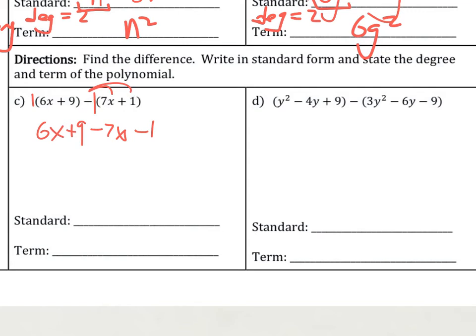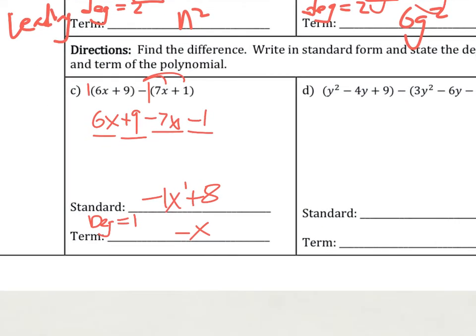All right? Now let's combine it. We've got 6x minus 7x. Well, 6 minus 7 is negative 1x. 9 minus 1, that's 8. Okay, so our degree here is 1. There's an invisible 1 power there. And our leading term would be negative x to the first. Okay, so that is the leading term.